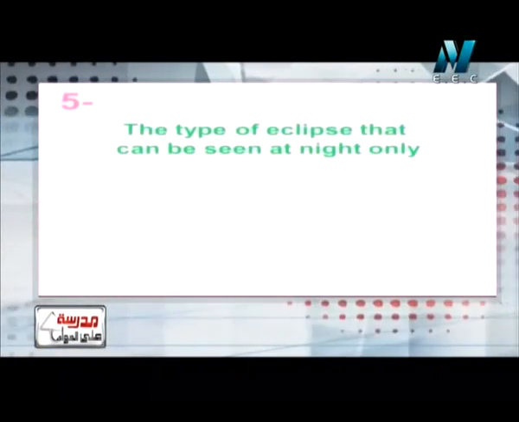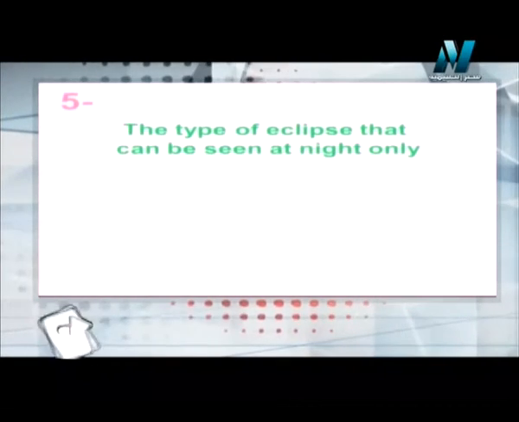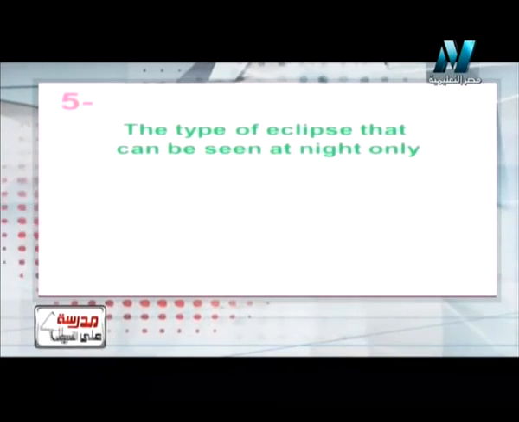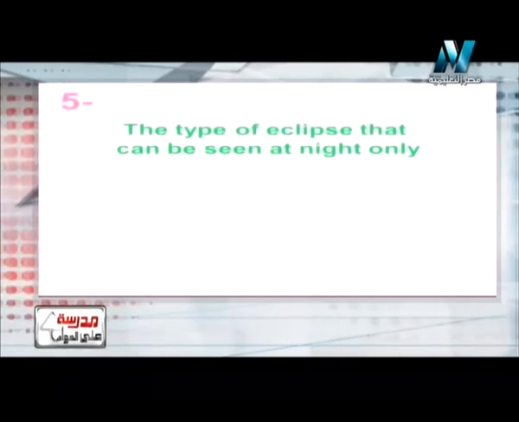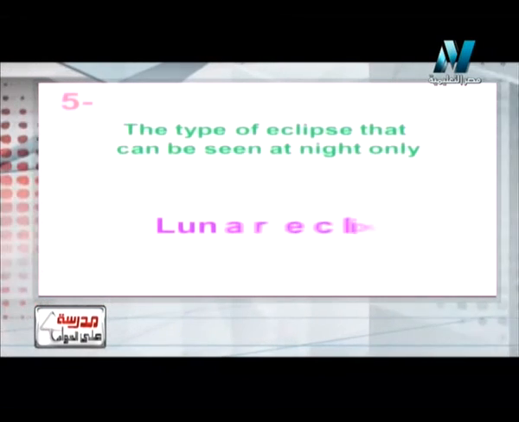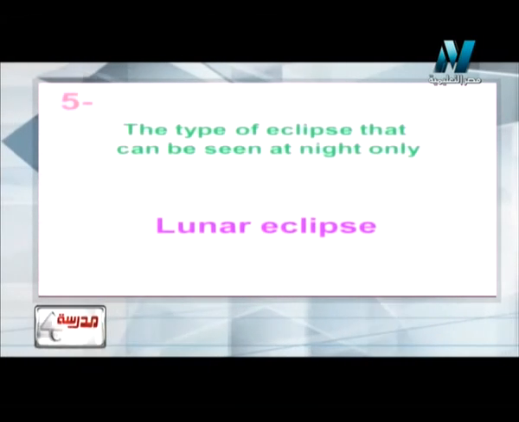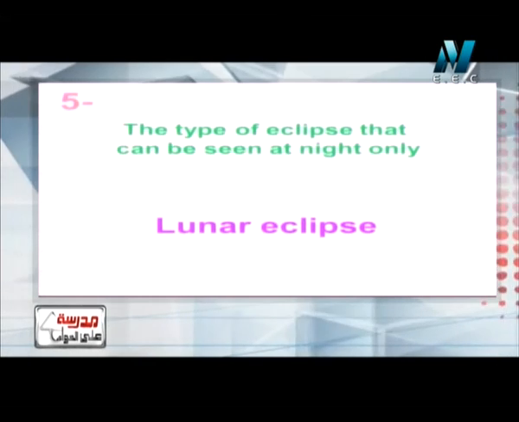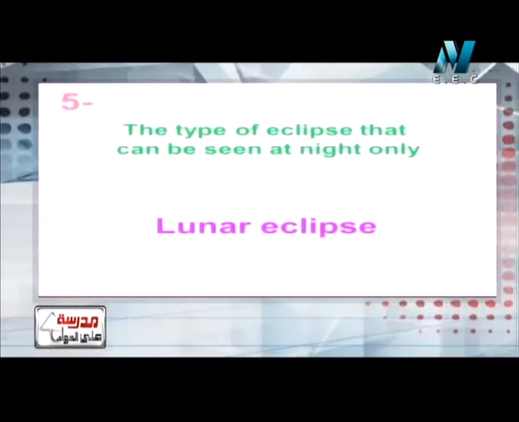Okay, let's return back to our final revision for Cairo and Giza. I think that tomorrow we'll have a science exam for what we have studied in the second term. I have here a question: the type of eclipse that can be seen at night only. It's an easy question. Lunar eclipse. Lunar eclipse is a type of eclipse that can be seen at night only.